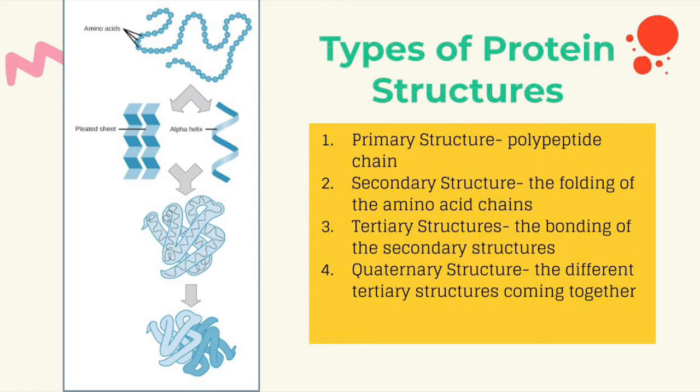This polypeptide chain is known as the primary structure. It is simply a bunch of amino acids bonded together. The secondary structure is how those different polypeptide chains are folded, either in a spiral or in a pleated sheet. Next, all the different types of secondary structures bond to each other to make a tertiary structure. Multiple of the tertiary structures together make a quaternary structure, and that is what makes a protein.